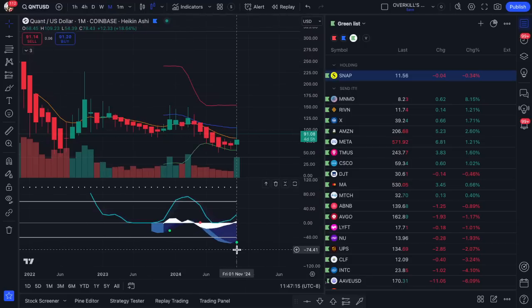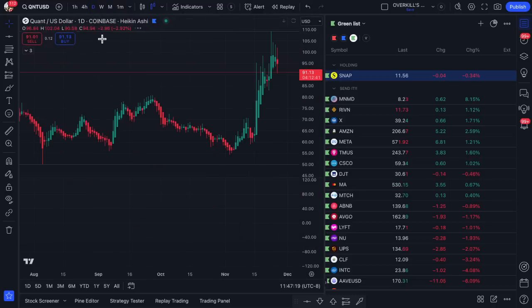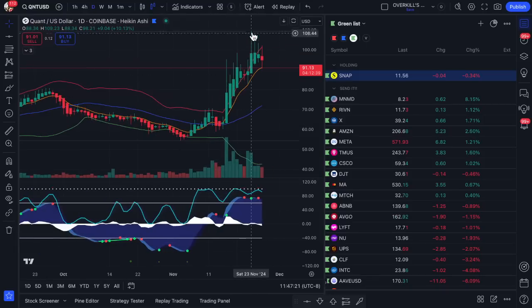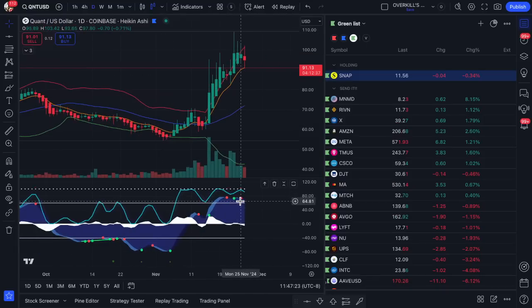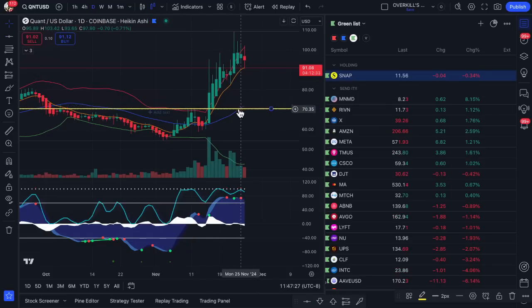QNT. Okay, this one's beautiful right now. Look at that green monthly dot there on QNT. This is a cryptocurrency. Big, big move up. But what color is the dot on the chart? Red. So where we want to look to buy Quant is back down near our mean. We want to buy it closer to 70 here.